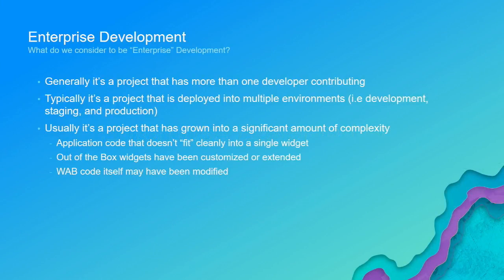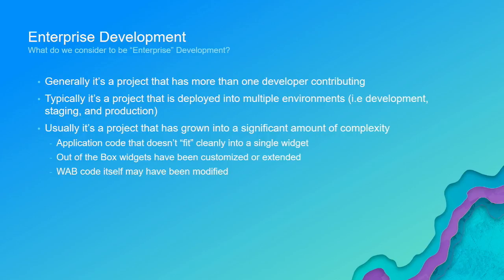So what are we talking about when we talk about enterprise development? Like I said, generally it's a project that's got more than one developer contributing to it. Typically, it's a project that's deployed into multiple environments. Like Mark was saying, you've got a bunch of users, you don't want to just deploy everything straight out to production. So you've got a development server, a staging server, and a production server. These different stages are good, clean development practices.